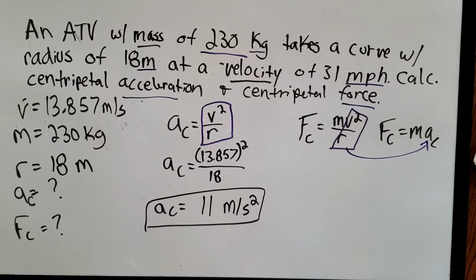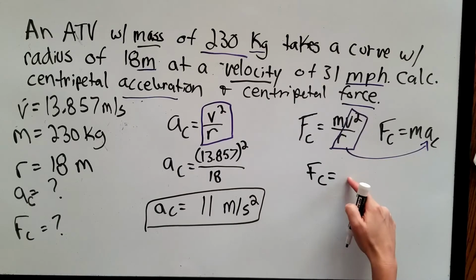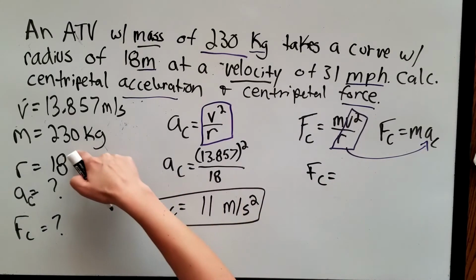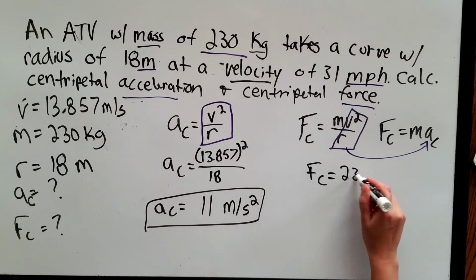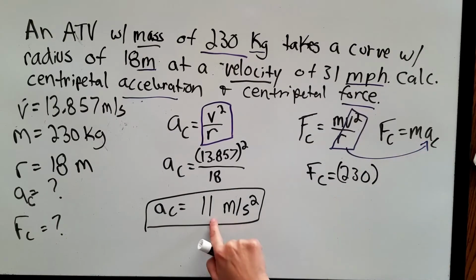All right, so I'm going to use the second equation here because that's just more straightforward. It's easier to use. And I'm going to plug in my mass over here, the 230, and I'm going to multiply it by the acceleration that I just solved for.